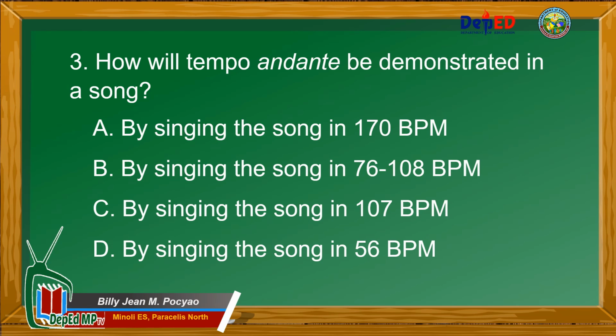Number 3. How will tempo andante be demonstrated in a song? Letter A, by singing the song in 170 beats per minute. Letter B, by singing the song in 76 to 108 beats per minute. Letter C, by singing the song in 107 beats per minute. And letter D, by singing the song in 56 beats per minute. The correct answer is letter C.